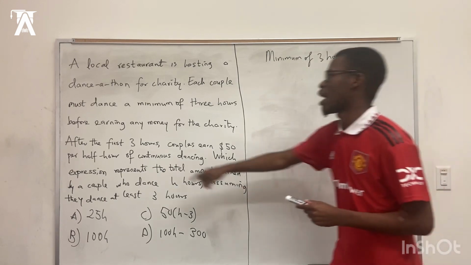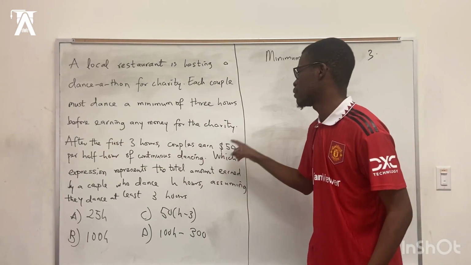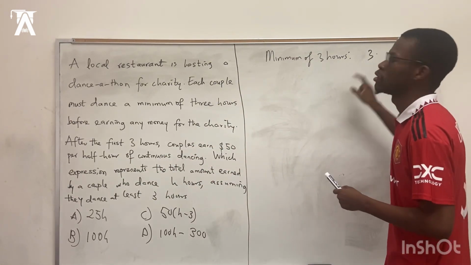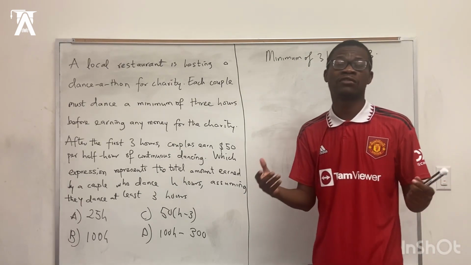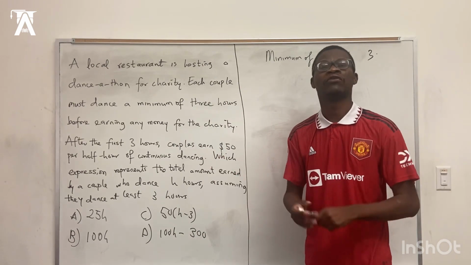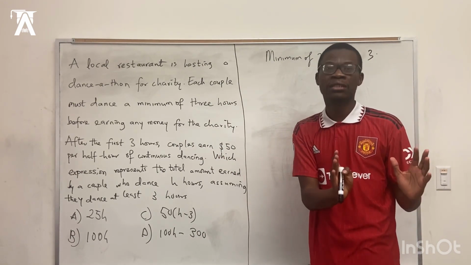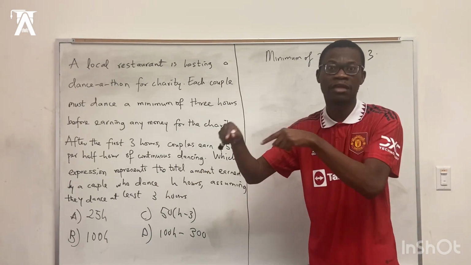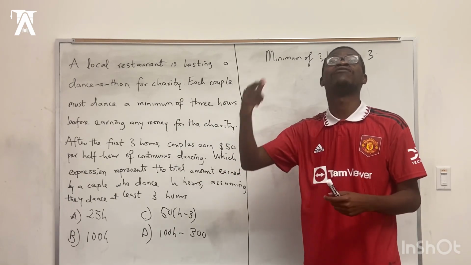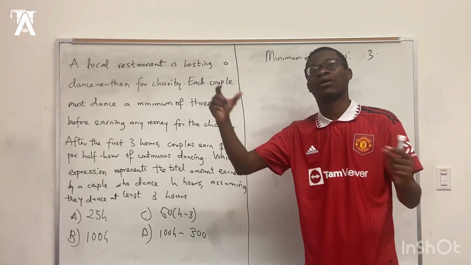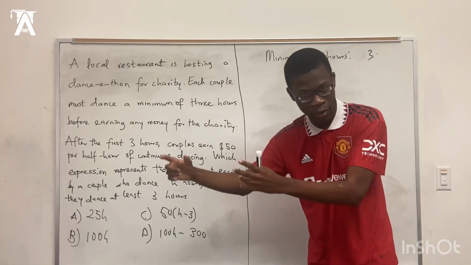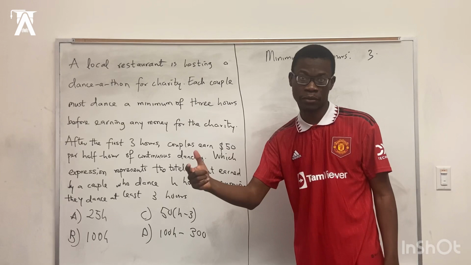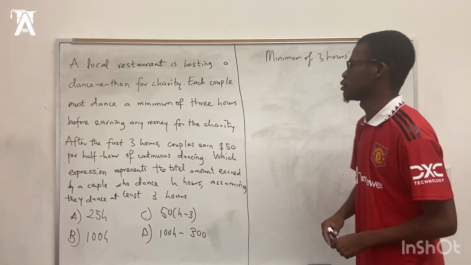Then after the first 3 hours, couples earn $50 per half hour of continuous dancing. So let's say a couple dances for 9 hours in total. They must dance for the first 3 hours. Then after the first 3 hours, you have 6 hours, because 9 minus 3 gives you 6. For the remaining 6 hours, the couple will earn $50 per half hour. Does that make sense? Okay, good. So that's what's going on here.